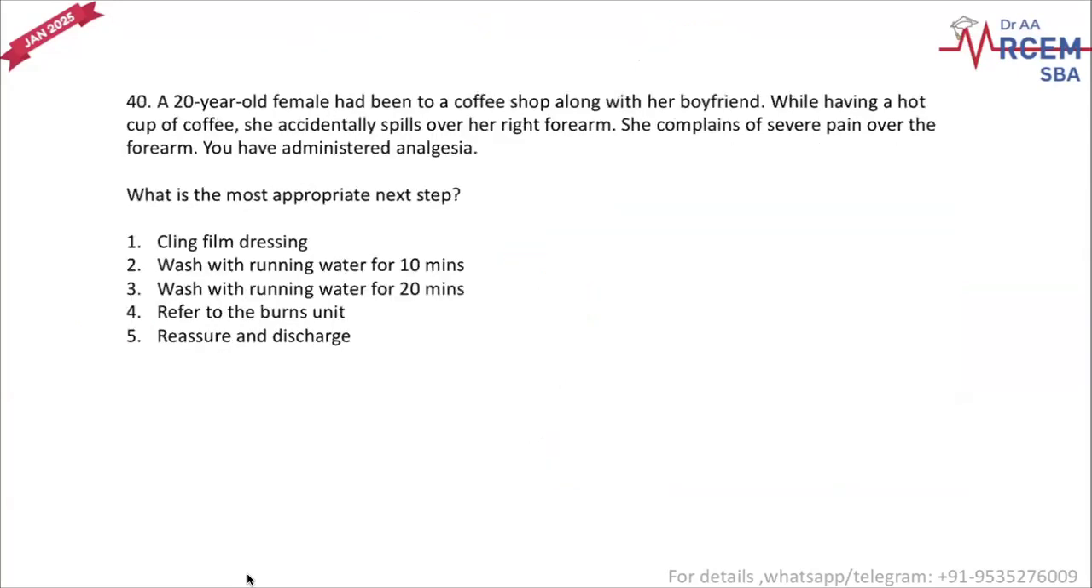A 20 years old female had been to a coffee shop along with a boyfriend. While having a hot cup of coffee, she accidentally spilled over the right forearm. She complains of severe pain over the forearm. You have administered the analgesia. What is the most appropriate next step?